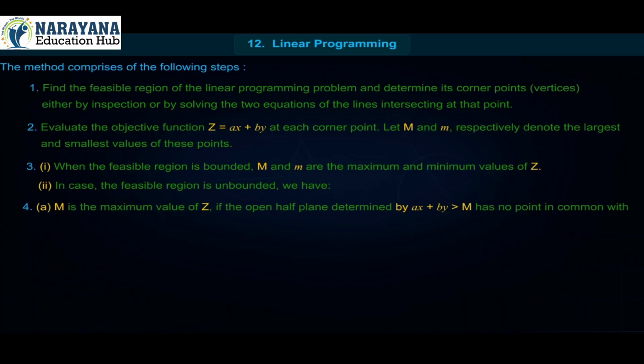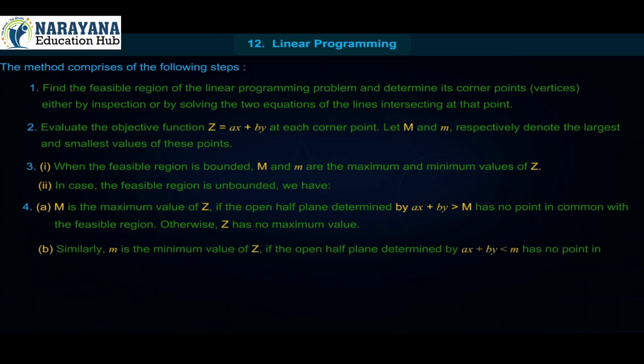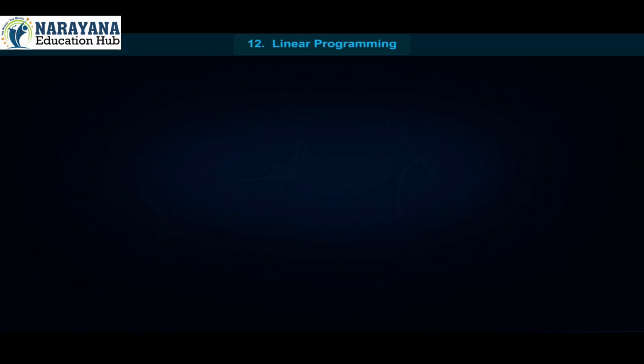In A, capital M is the maximum value of Z if the open half plane determined by AX plus BY is greater than M has no point in common with the feasible region, otherwise Z has no maximum value. B. Similarly, small m is the minimum value of Z if the open half plane determined by AX plus BY is less than M has no point in common with the feasible region, otherwise Z has no minimum value.